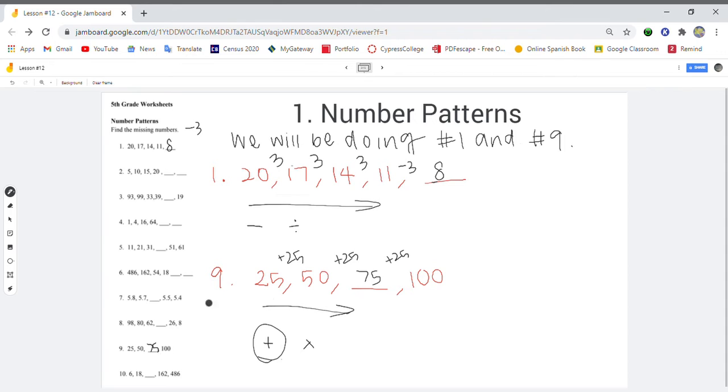If you're wondering, it could also be multiplication because 25 times 2 is 50. But if you think about it, if you did 50 times 2, that would be 100, and that would mean the third term is 100, but that can't be it because the fourth term is 100. And if we multiply by 2 again, then this has to be 200. So it has to be addition, and it's 75.